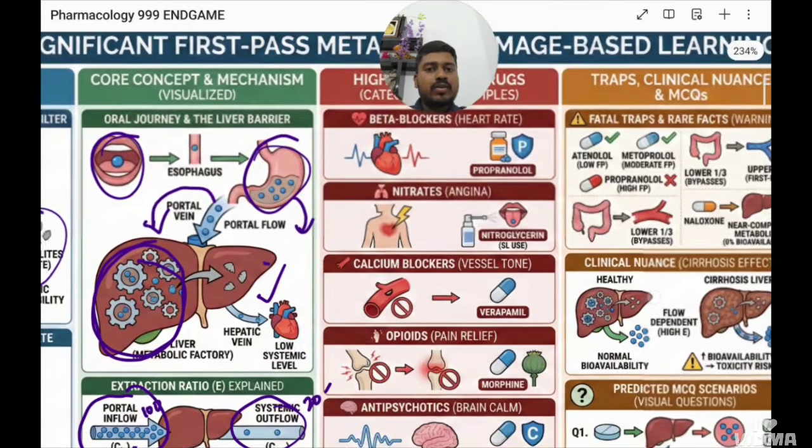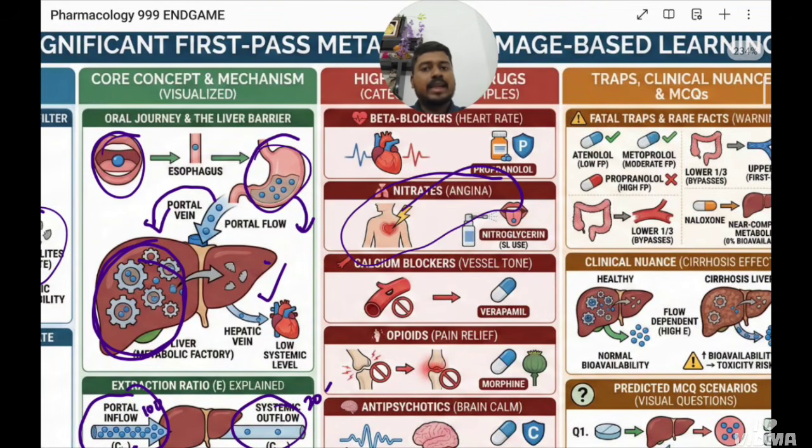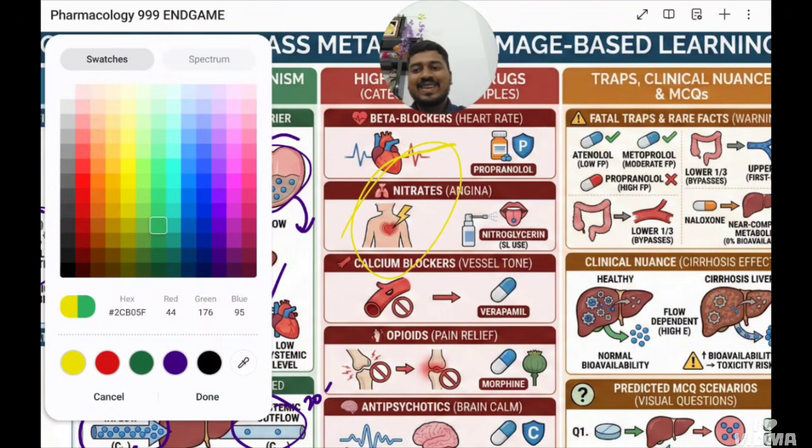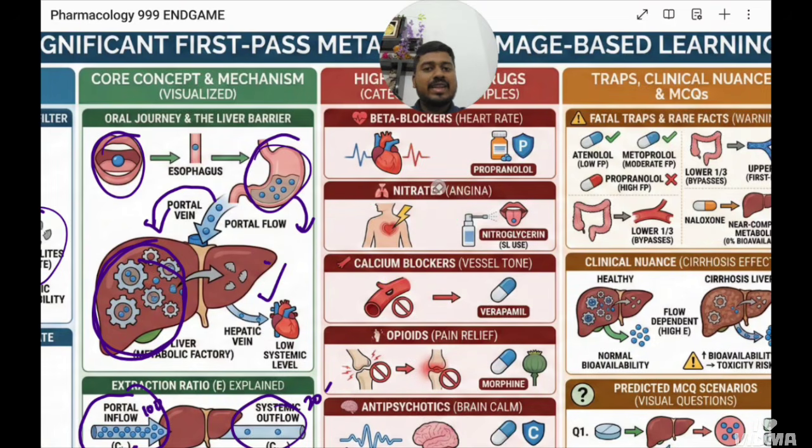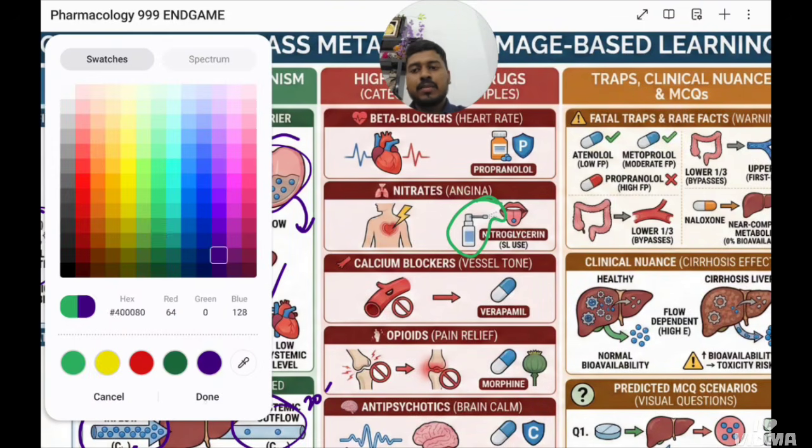This is true in the case of nitrates, like in angina, where the drug has to go into the systemic circulation and we don't want a lot of first pass metabolism. So we give it by the sublingual route, and because of this we'll have a quick effect, and there won't be any first pass metabolism either.